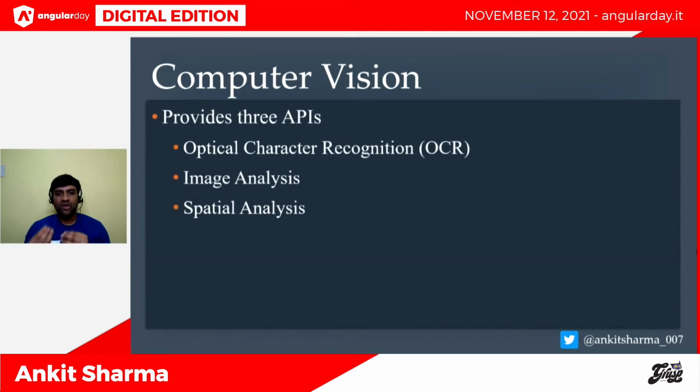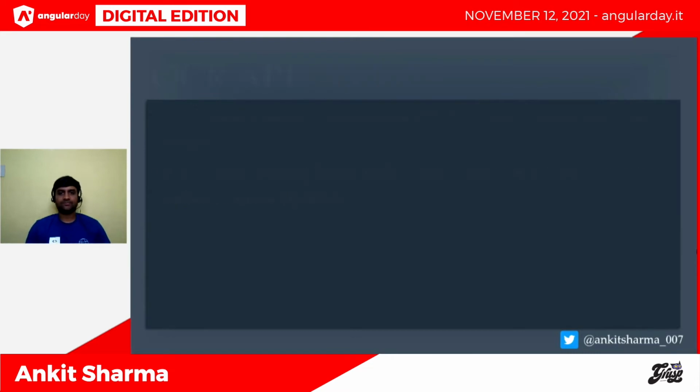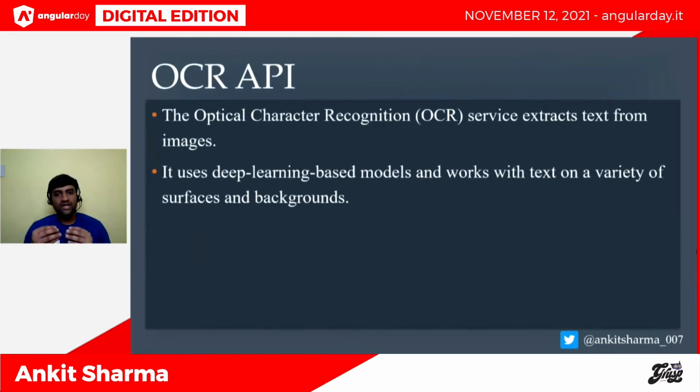The computer vision provides us with three services or three APIs as we can see. One is called optical character recognition, in short OCR. Then we have an image analysis API, and then we have a spatial analysis API. Let us understand these APIs in detail. So the OCR API or the OCR service is used to extract text from images. It uses deep learning based models and works with text on a variety of surfaces and backgrounds.